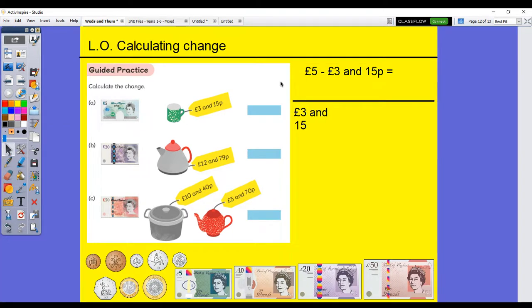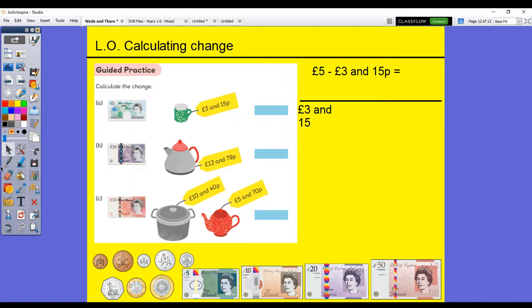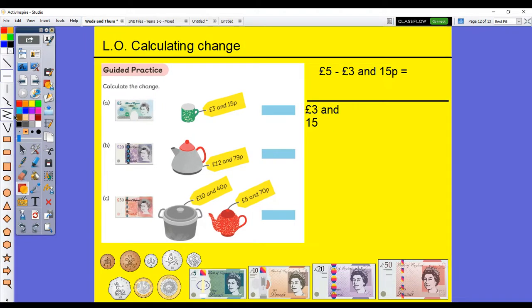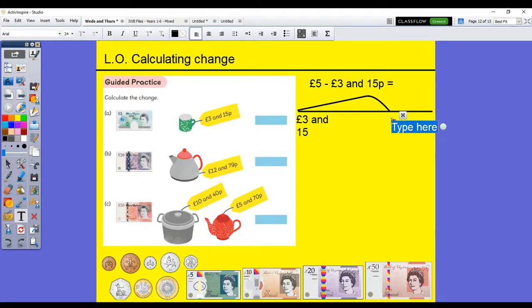Okay, so £3 and 15 pence. Let's do our pounds first. So this is interesting, if we went to add on £2, we'd get to £5 and 15 pence. So that is too much. We don't want to add on £2. We're going to add on £1. And that's going to get to £4 and 15 pence.